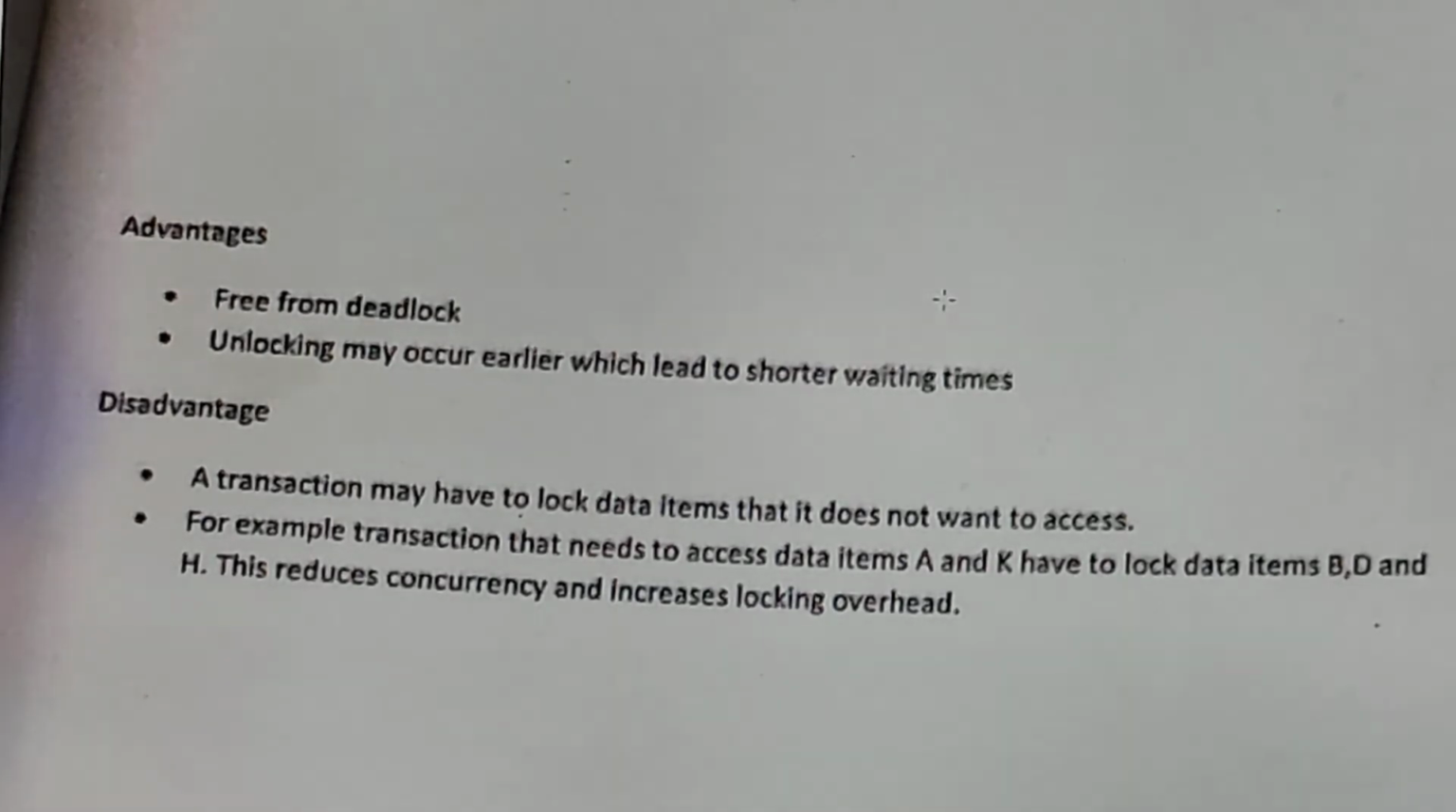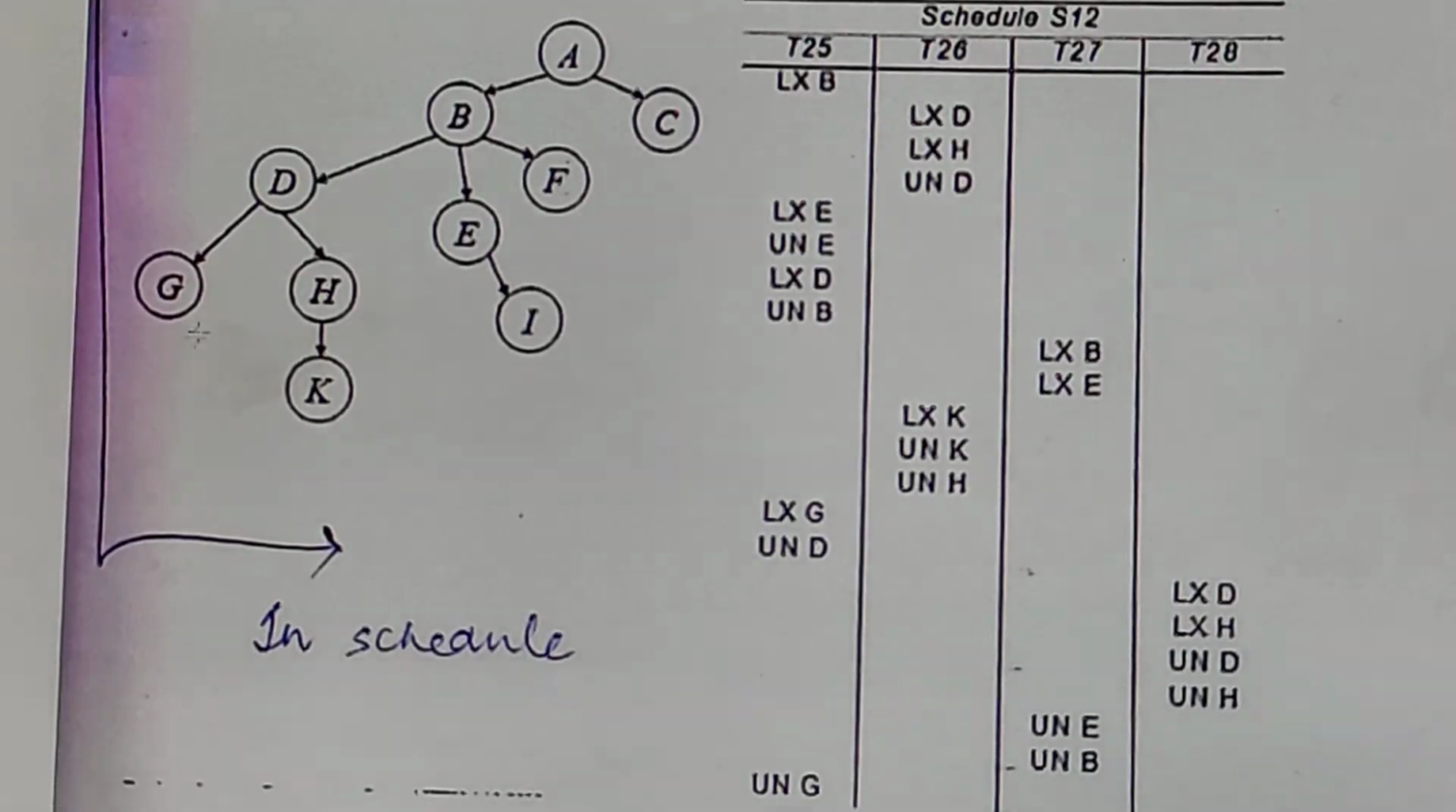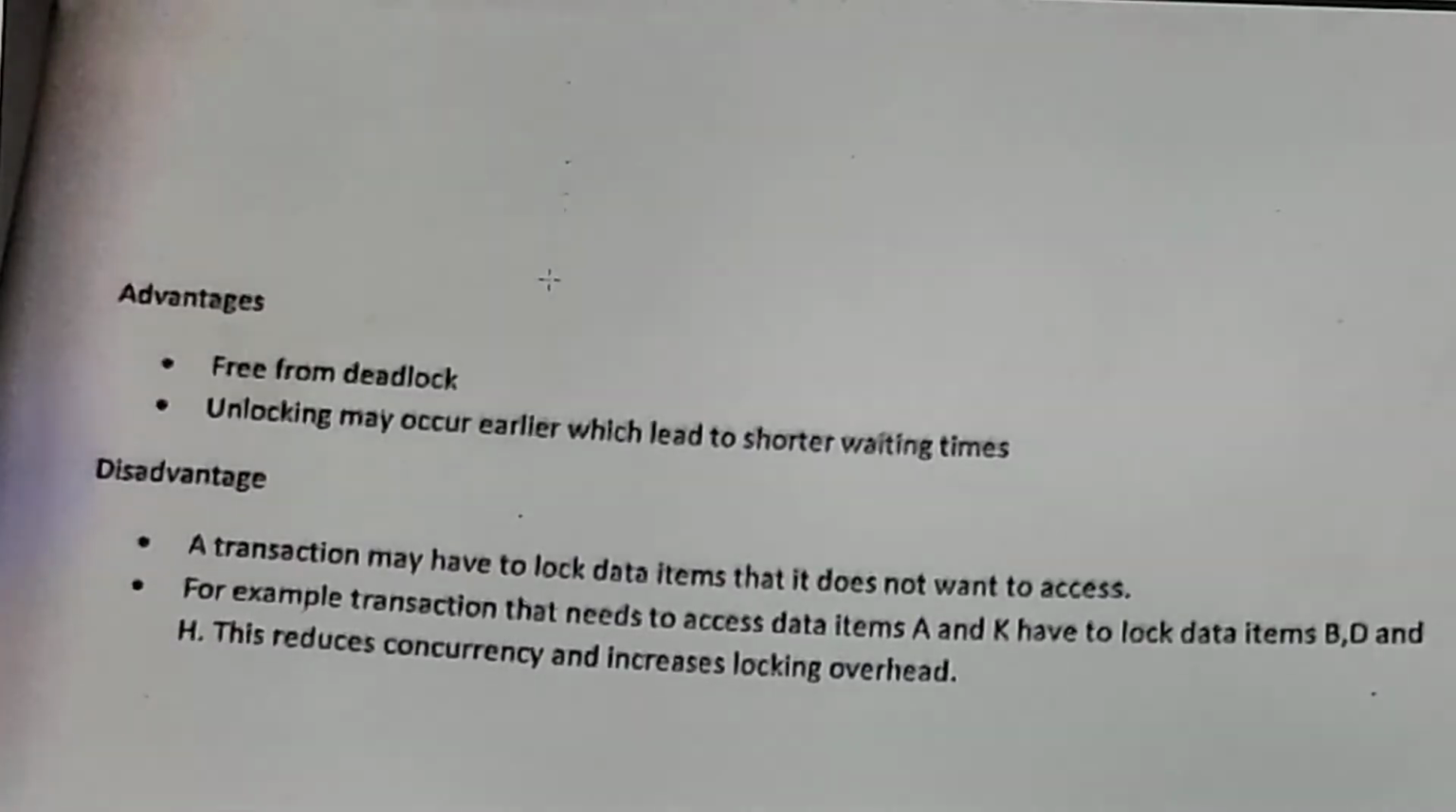But apart from having the advantages, the disadvantage is that the transaction may have to lock a data item that it doesn't want to access. You can see here, suppose a transaction just wants to work on data items D and E, unnecessarily data item B has to be locked, right? Because if the transaction doesn't lock data item B, it cannot access E. So in order to access E, B has to be unnecessarily locked, which is not required. So it might reduce the concurrency of the system, right? And it increases the locking overhead. So these are the 2 disadvantages.